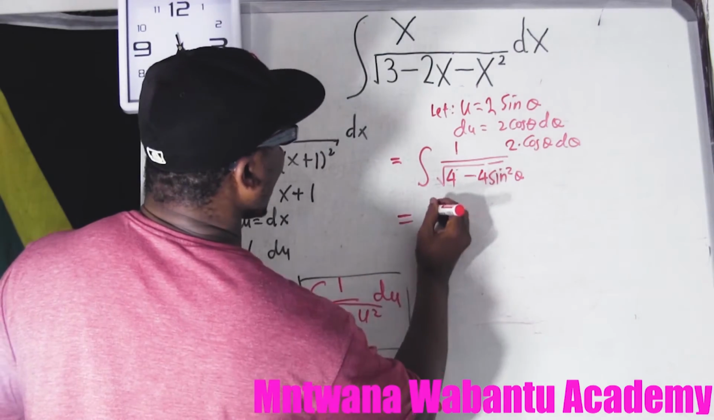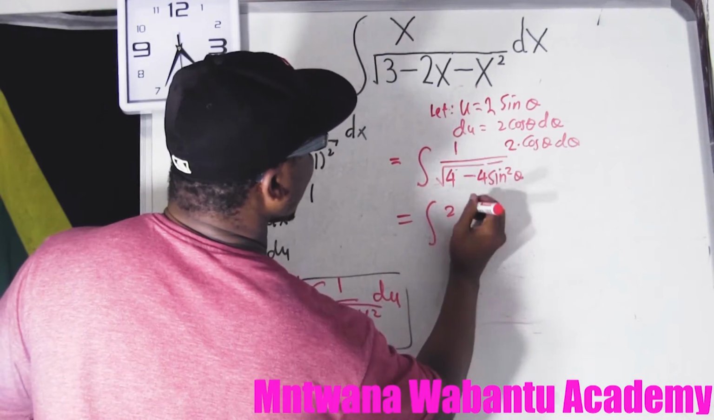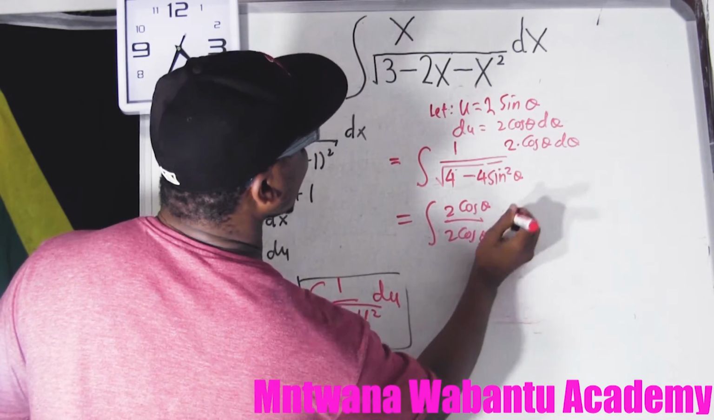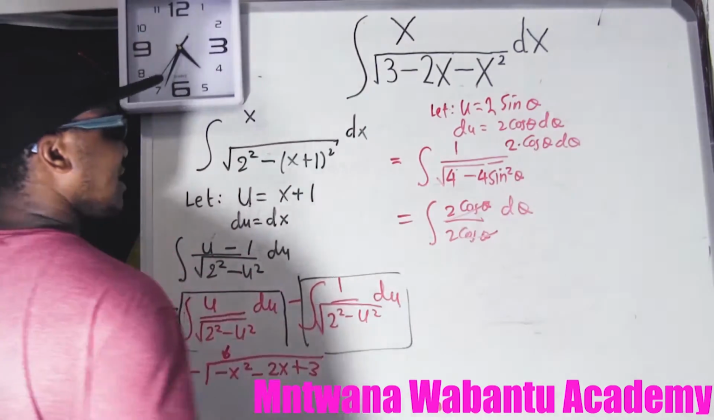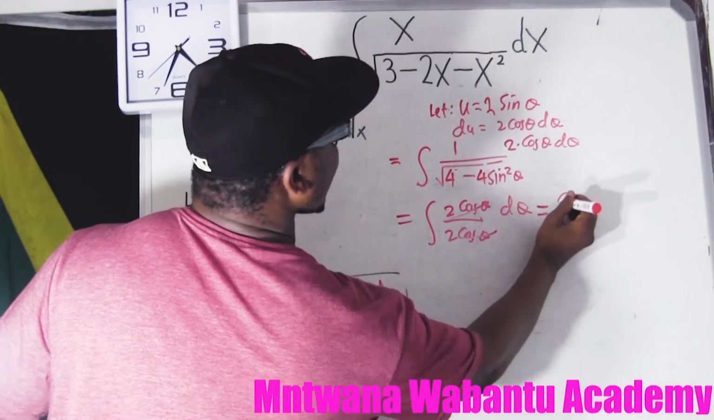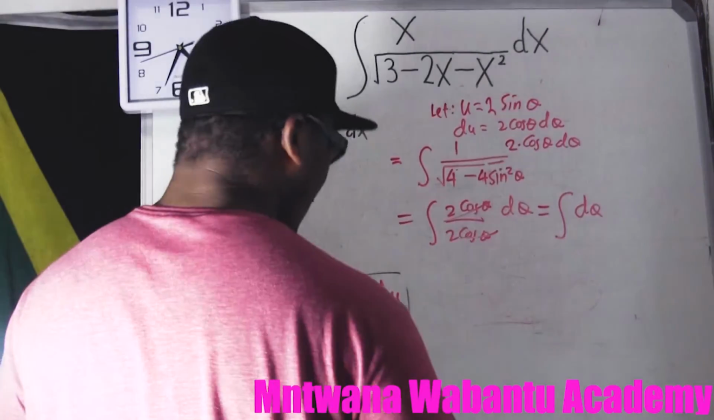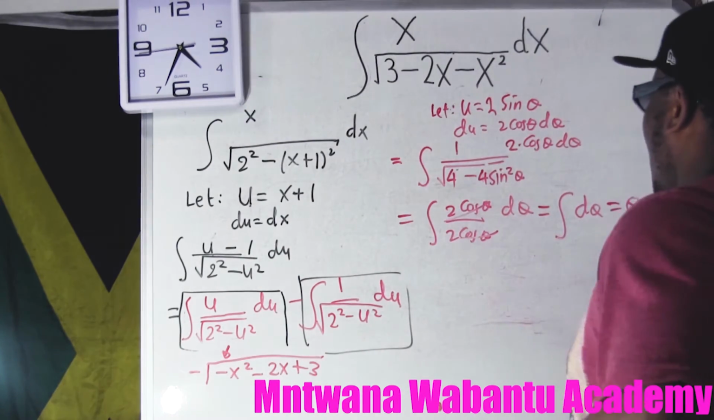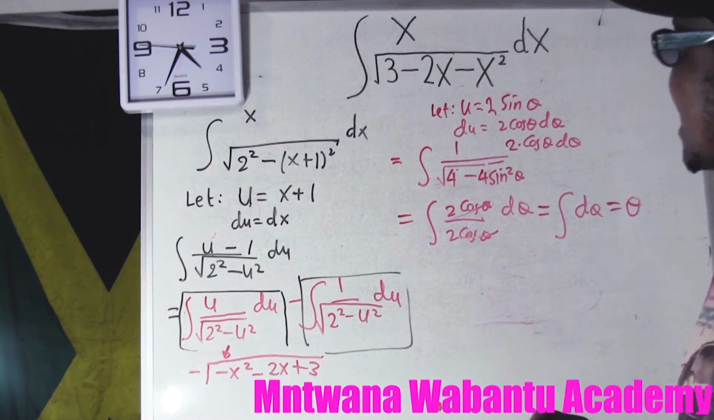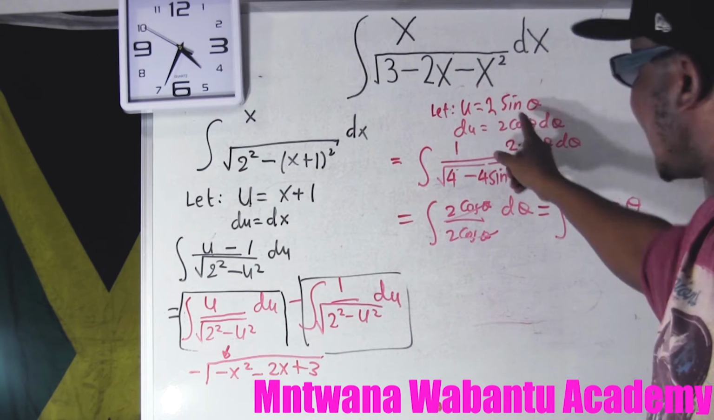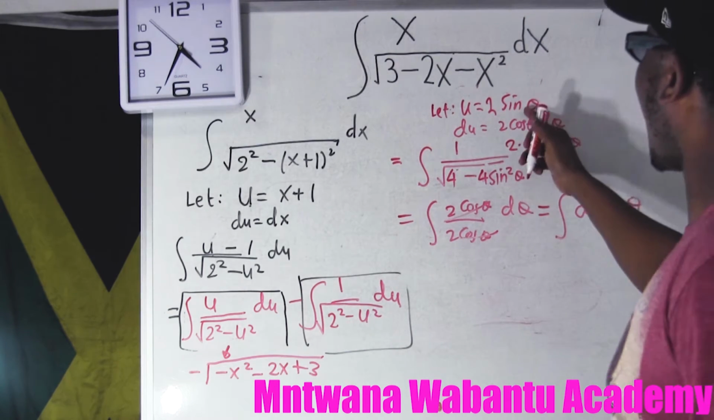So then this is going to be the integral of 2 cos theta over 2 cos theta, d theta. This and this cancel. So it's the same as the integral of d theta, which equals theta. So all this stuff here equals theta. But the equation is in terms of x, so now you have to come back here and replace this theta. What is theta? Look, I have to come back here.